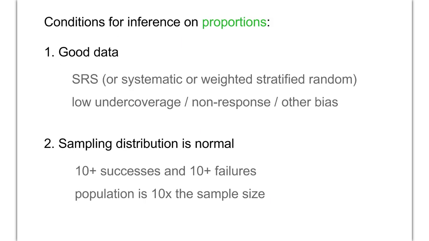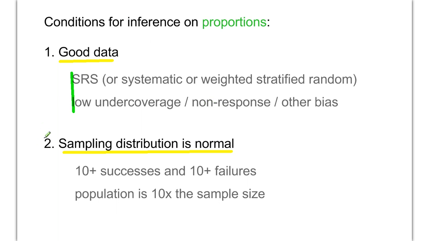Looking at how we used to do it for proportions, the two things that we needed were good data and a sampling distribution that was normal. The good data came from taking an SRS, or something equivalent, and it also came from having low undercoverage, low non-response, and very few other biases. So good data came from designing a good sampling of the population.